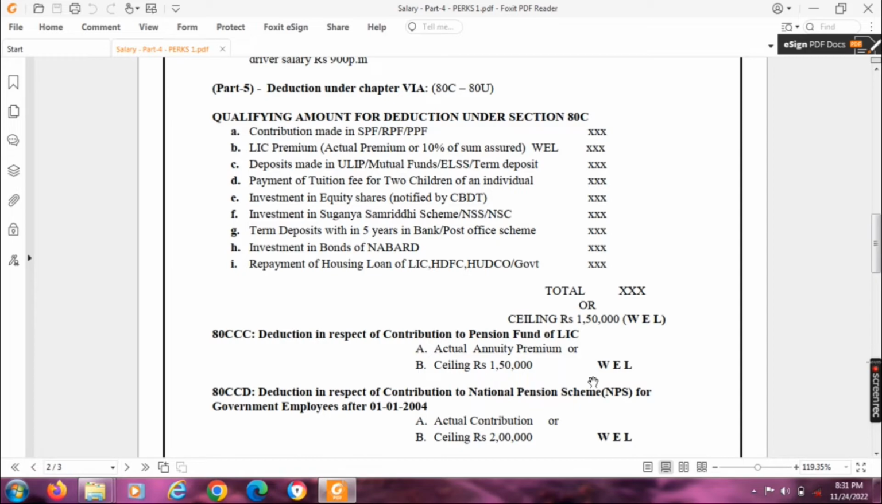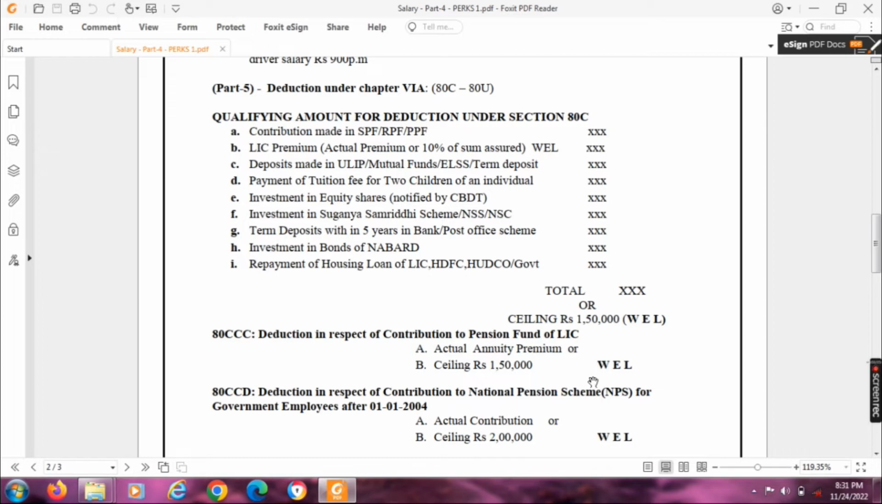Next one, 80CCC, deduction in respect of contribution to pension fund of LIC. Actual annuity premium or ceiling of rupees 1,50,000, whichever is the least, is qualified for 80CCC. Next one, 80CCD, deduction in respect of contribution to National Pension Scheme, NPS, for government employees after 1/1/2004. Actual contribution or ceiling amount of 2 lakh, whichever is least, is qualified.